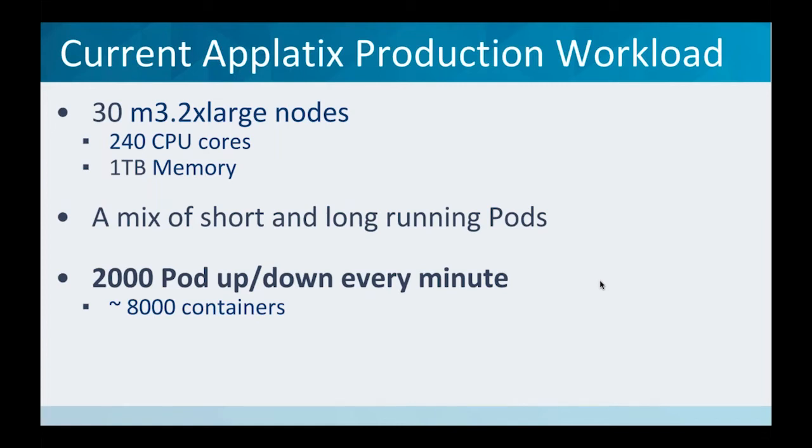So our current Applatix production workload consists of a cluster of 30 M3.2 extra large nodes. That is equivalent to 240 CPU cores and 1 terabyte of memory cluster-wide. And we run a mix of short and long-running pods. We have CIs, we have deployments as well. And during the very peak hours, we can have about 2,000 pods coming up and down every minute, which is equivalent to about 8,000 containers.